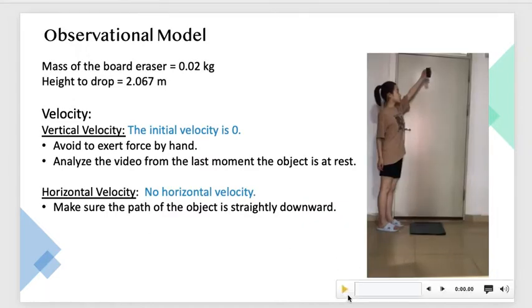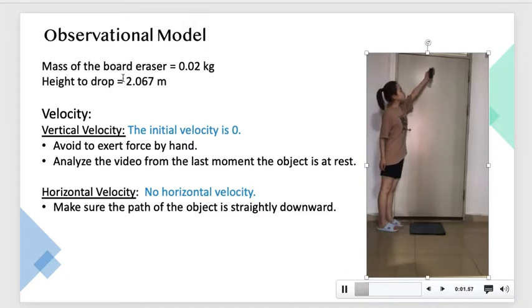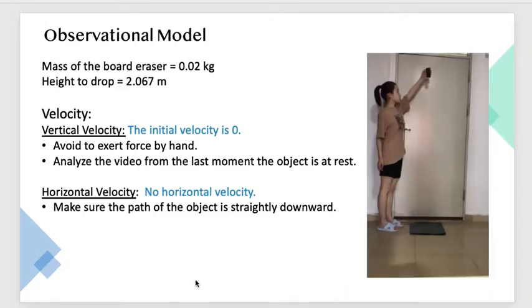Here is my observational model. The mass of the board eraser is 0.02 kilograms, and the height to drop is 2.067 meters. The initial velocity should be 0, so I have to avoid exerting a force by hand that would give it a velocity, and I have to analyze it from the point that it is at rest, or else the velocity would not be 0. The horizontal velocity should also be 0.